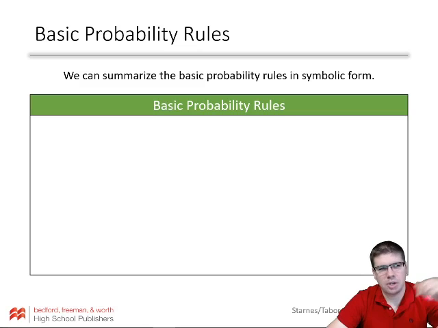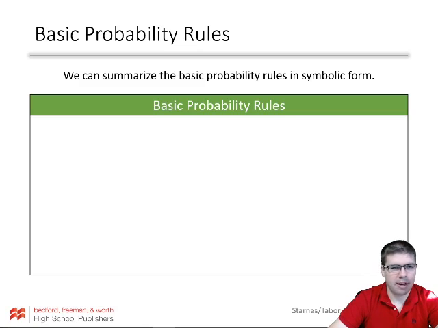Hey, AP Statistics. So continuing with the first part of section 5.2. Let's summarize what we've done so far with our basic probability rules, and we'll do an example of this. We can summarize the basic probability rules in symbolic form.